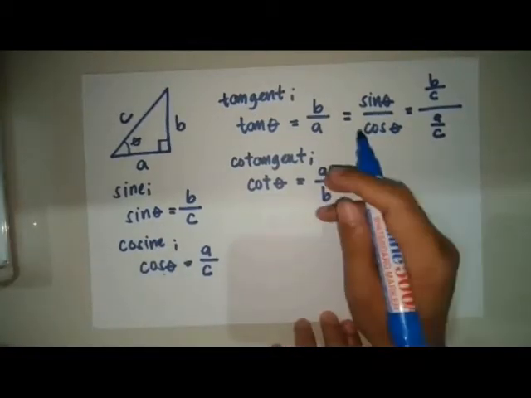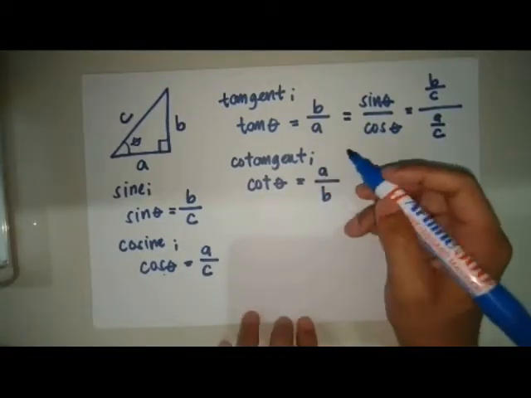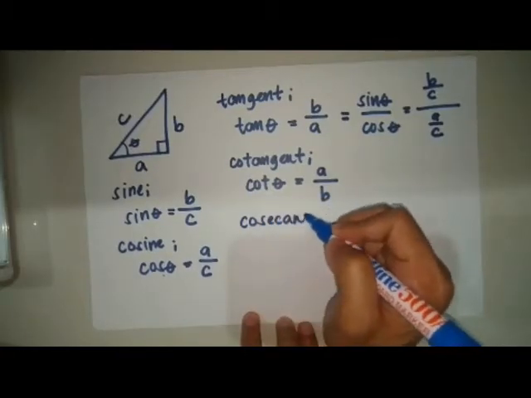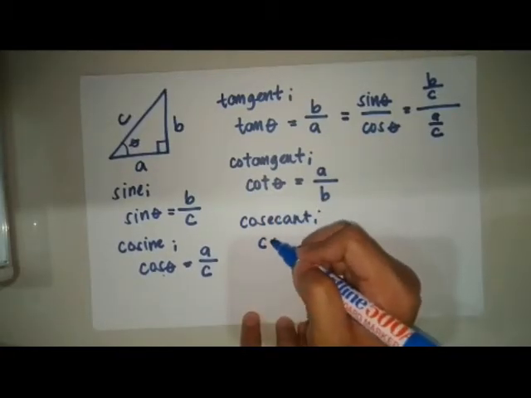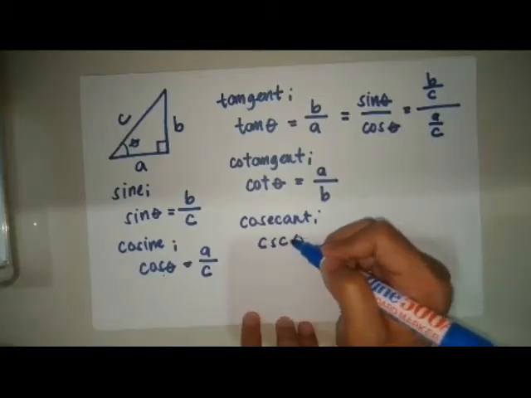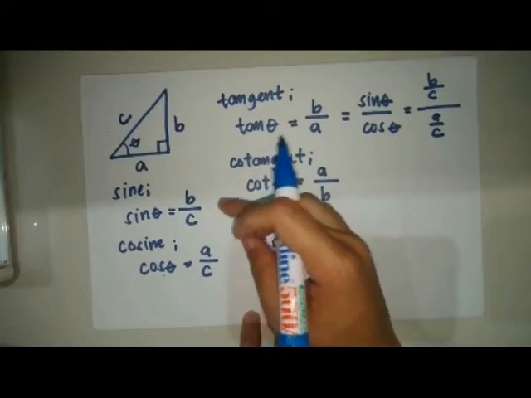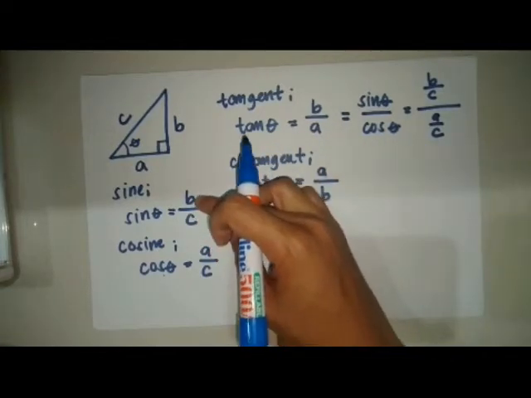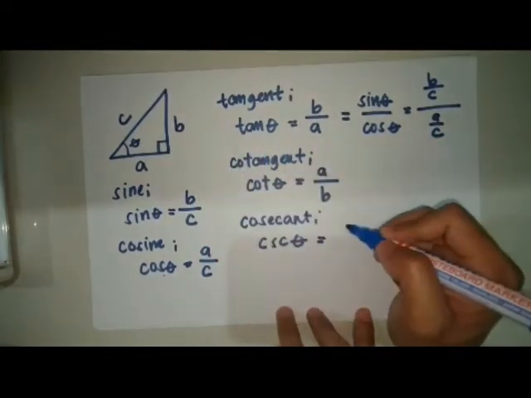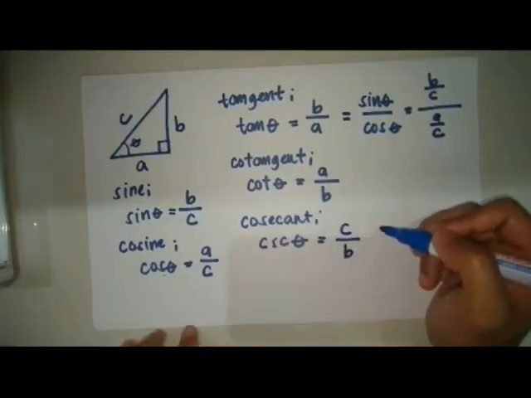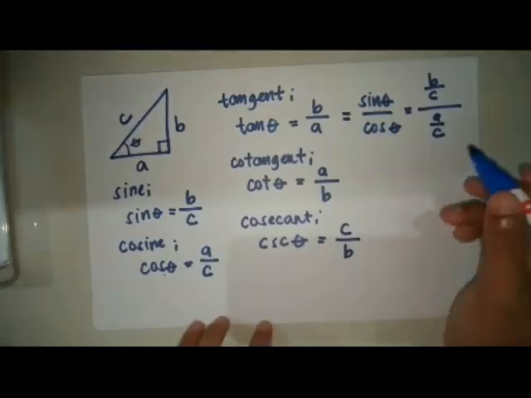So yung reciprocal ng sine theta is what we call the cosecant. So that is cosecant of the angle theta, the reciprocal of your sine theta. So it means that it is the hypotenuse over the opposite, that is C over B. Hypotenuse over opposite. And the last one is what we call the secant.